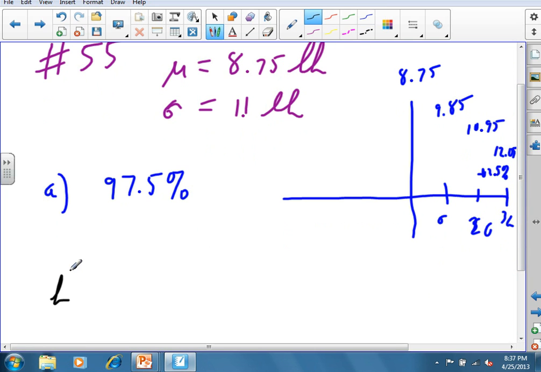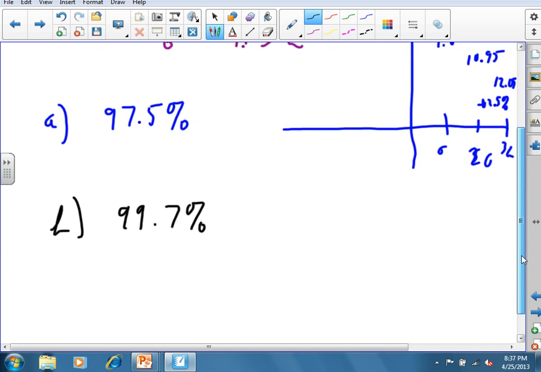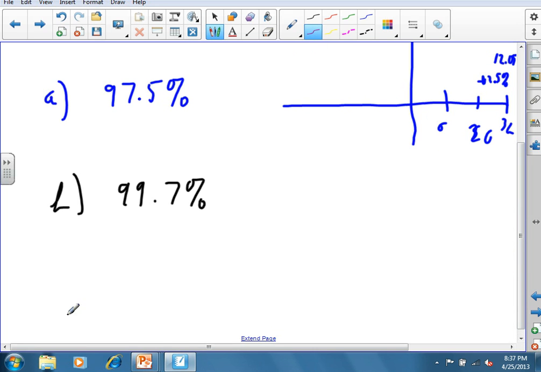All right, now we're looking at B. Suppose that a 1-month girl weighs 12 pounds. What percentile is she in? 99.7. Maybe we ought to round it up. I was thinking we should round it up to 100 percentile, but we can go with 99.7.